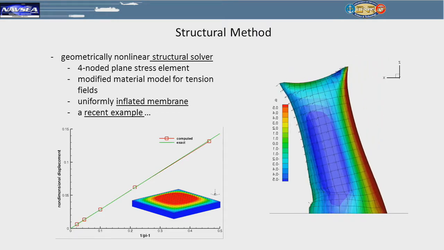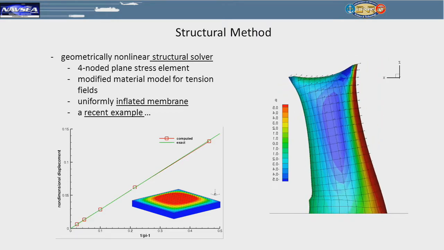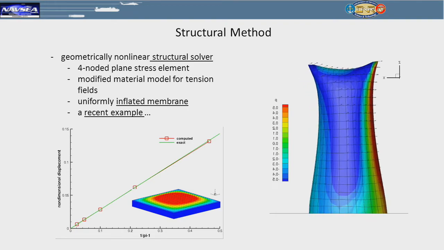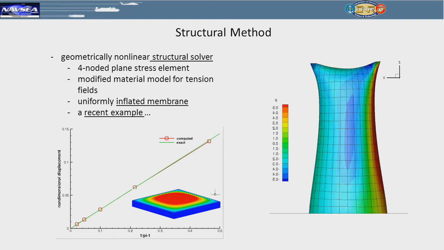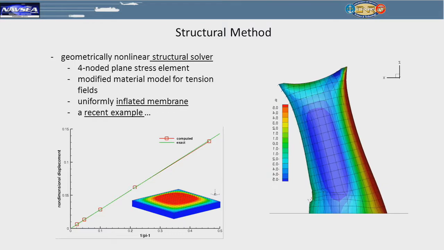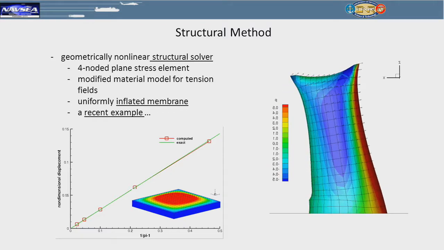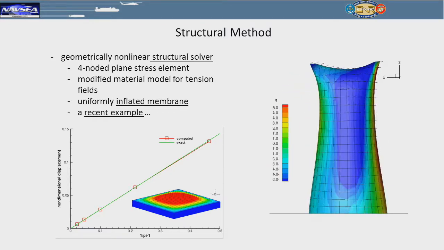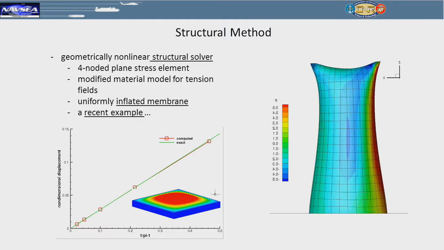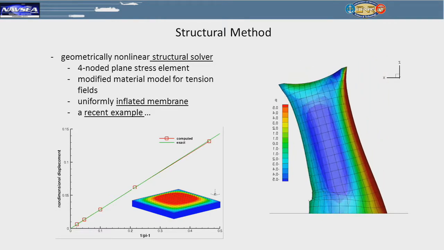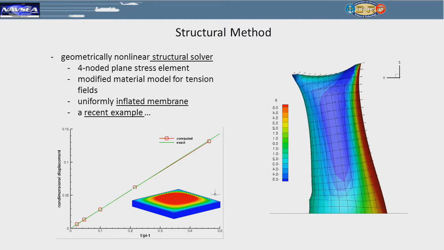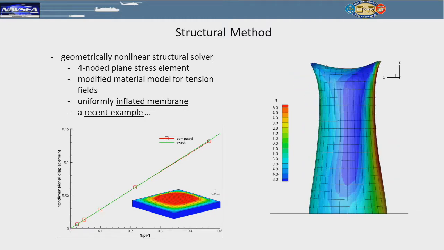We also implement a modified material model so that we always have a tension field within the fabric of the sail, in this case, at all times. And again, just a few things here, some test cases and recent application. This is essentially an airbag in a fluid on the case that's shown.